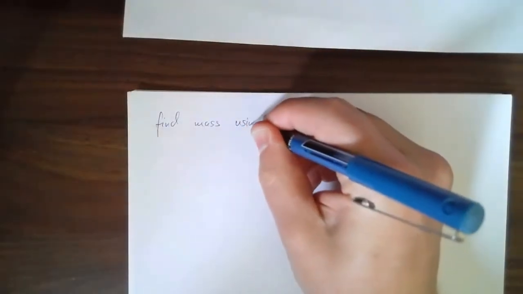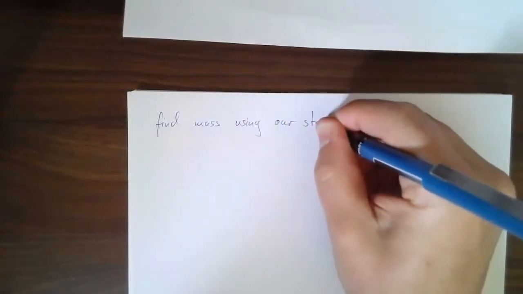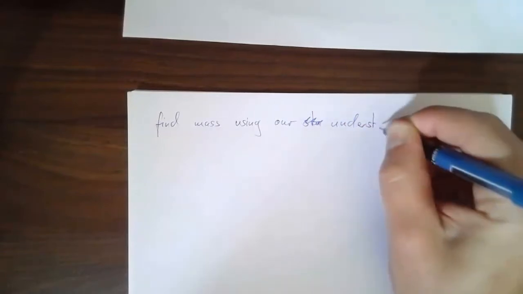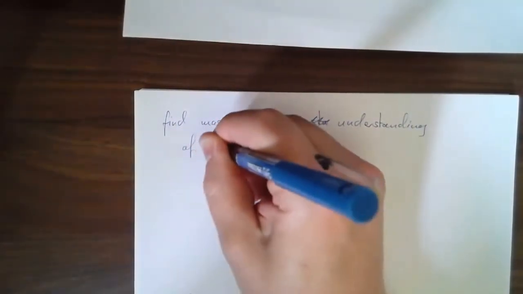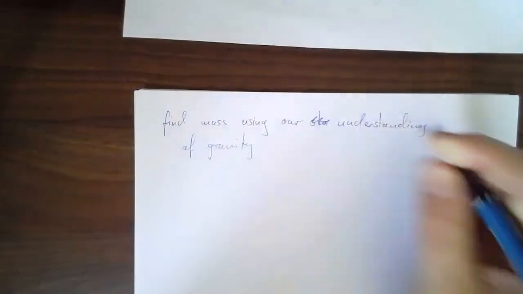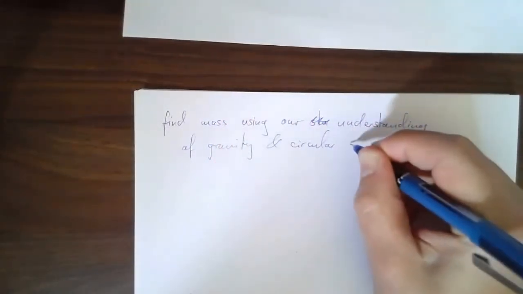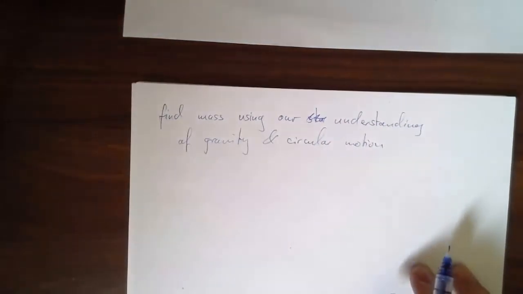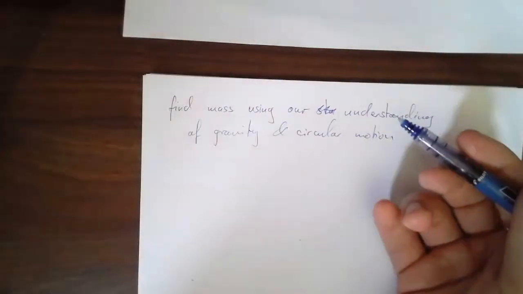I'm going to find the mass using our understanding of gravity and circular motion. Of course, the reason the two stars go in a circle around each other, and don't just keep going in straight lines off into the distance, is because of the gravitational pull.